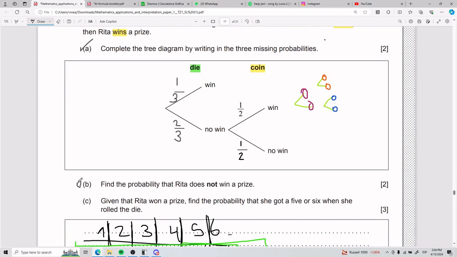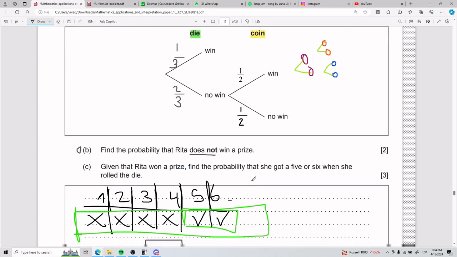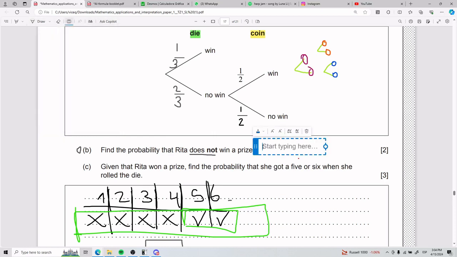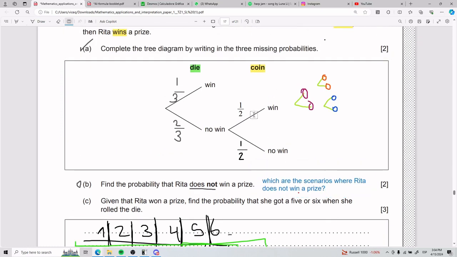For part B, we need to find the probability that Rita does not win a prize. And so in probability, it's very, very important that we always consider the different scenarios. So the obvious question is, which are the scenarios where Rita does not win a prize? And so it's very important that we consider the whole tree diagram. So in this case, what a lot of people would commit as a mistake is say, okay, probably no win, 2 over 3.